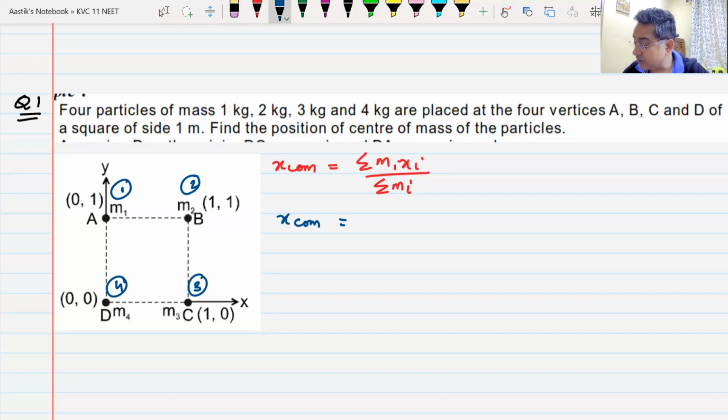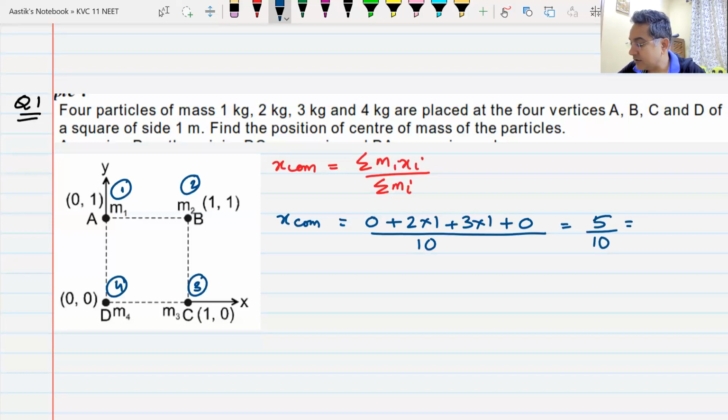The x coordinate of this body is 0. So it is 0 plus m2 is 2 kg, x coordinate is 1, so 2 into 1. m3 is 3 kg, x coordinate is 1, so 3 into 1, plus m4 is 4 kg, x coordinate is 0. So 0, divided by 1 plus 2 is 3, 3 plus 3 is 6, 6 plus 4 is 10. So I have 5 by 10 as the x coordinate, and that is equal to half. So that is the x coordinate of the center of mass.